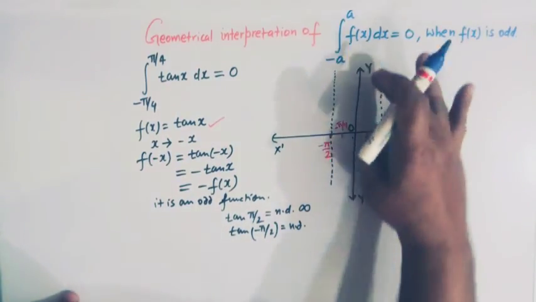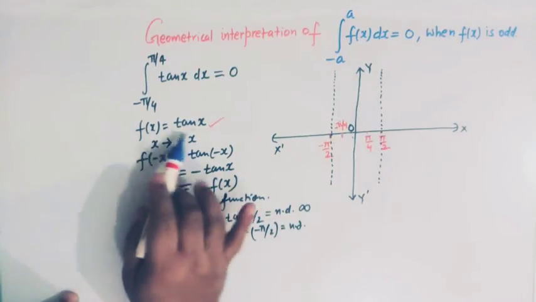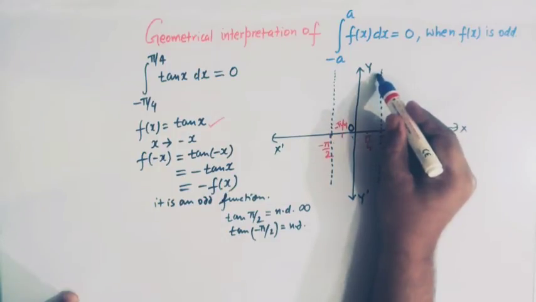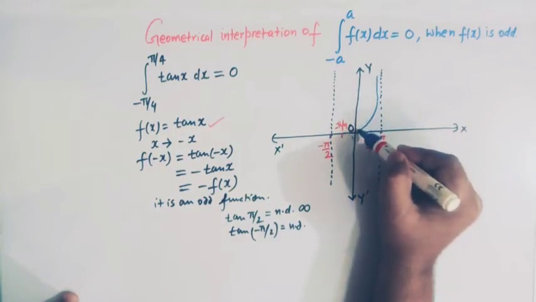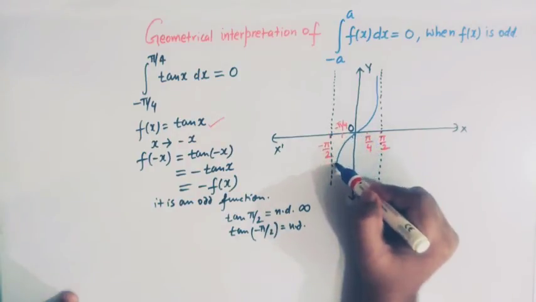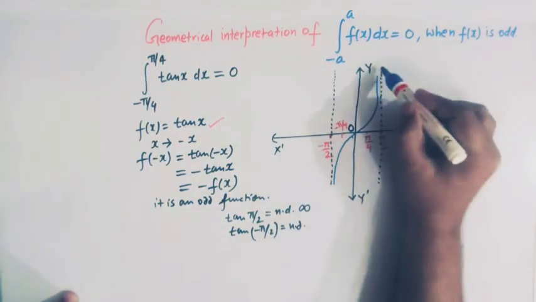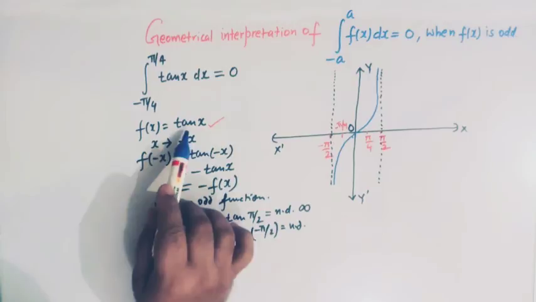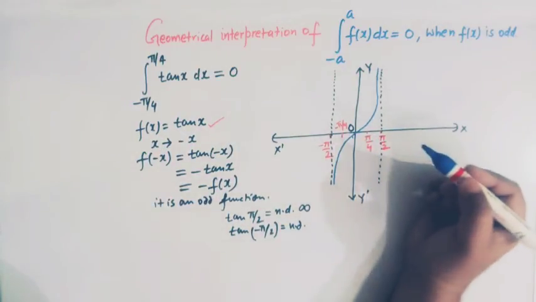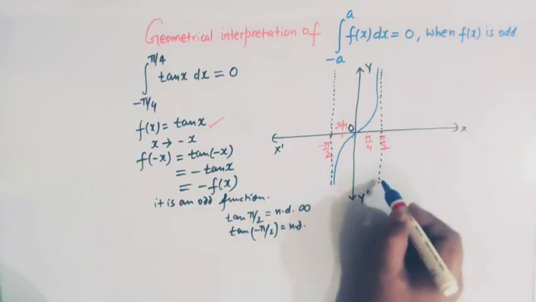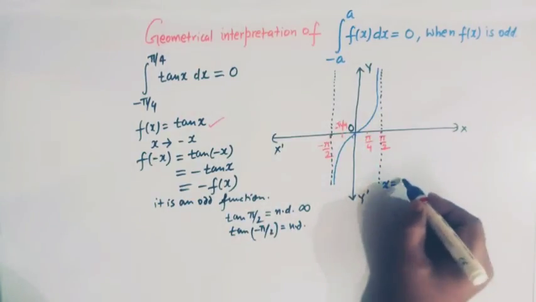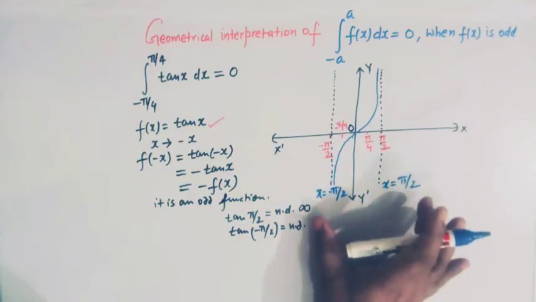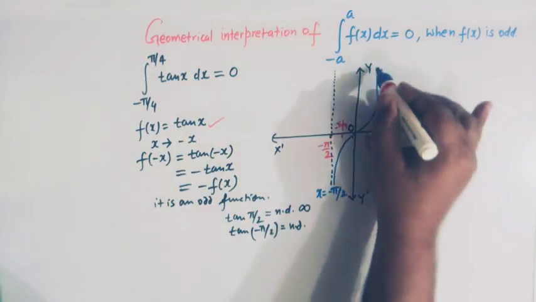So now let us draw the rough sketch of the graph of f of x equal to tan x. So we see that the graph looks like this, and here we have the graph, right? So this is the graph of f of x equal to tan x, and here we see that these two dotted lines, that is x equal to pi by 2 and x equal to minus pi by 2, are the asymptotes to this curve, right?